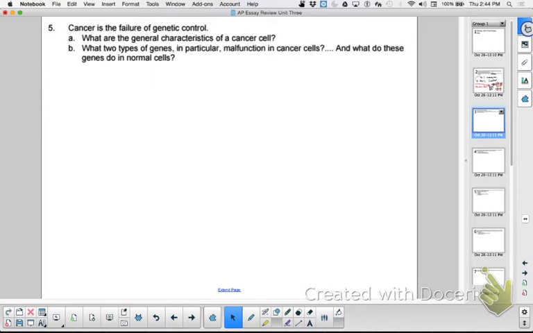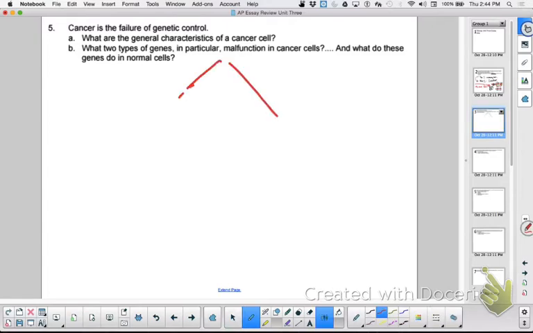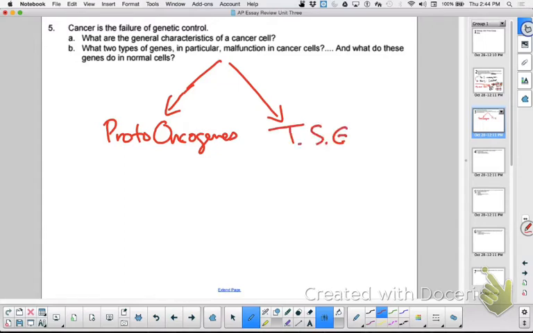B, what two types of genes in particular malfunction in cancer cells, and what do these genes do in normal cells? What are the two genes we talked about? Tumor suppressor, and what else? Proto-onco. Yep. The normal ones are proto-oncogenes and tumor suppressor genes. What proto-oncogenes normally do is stimulate the cell cycle. They say, go cell cycle, and as long as they're working functionally, we're fine with that.